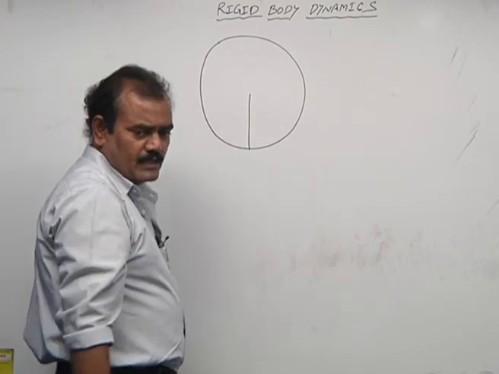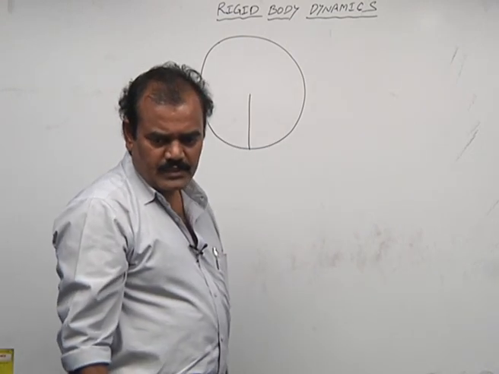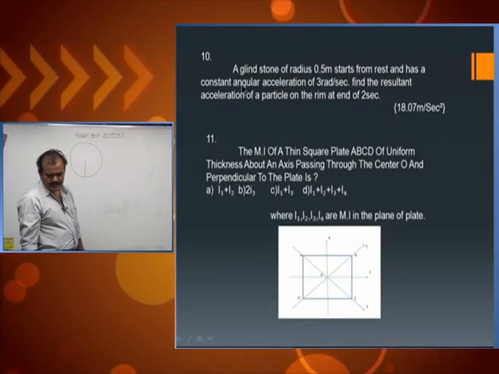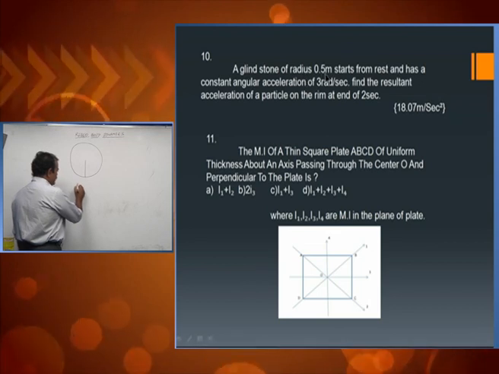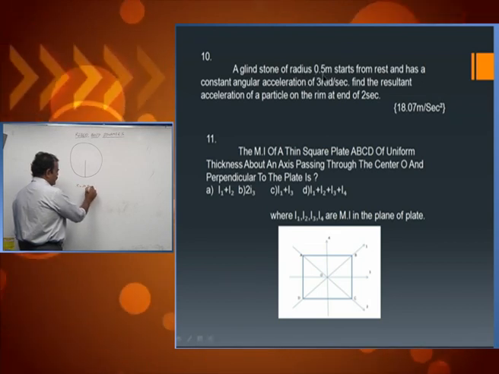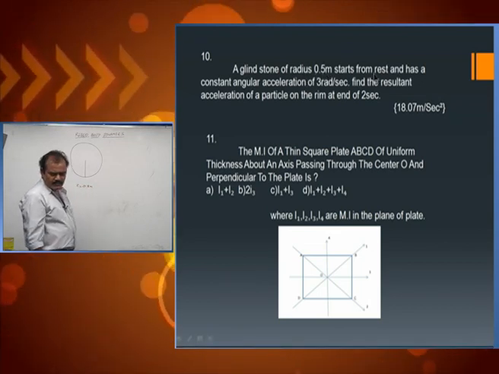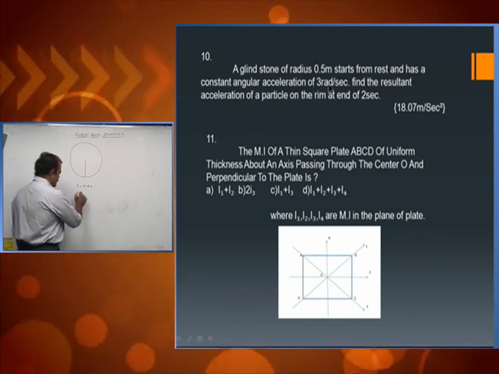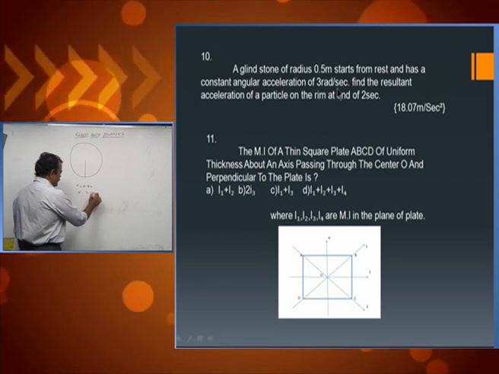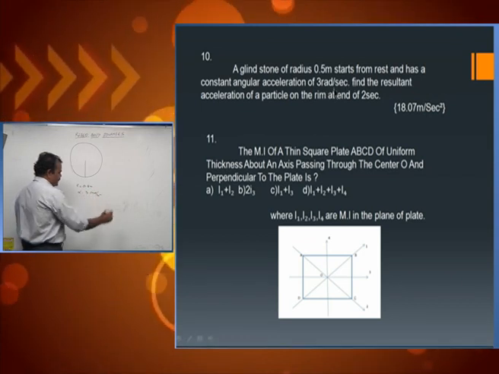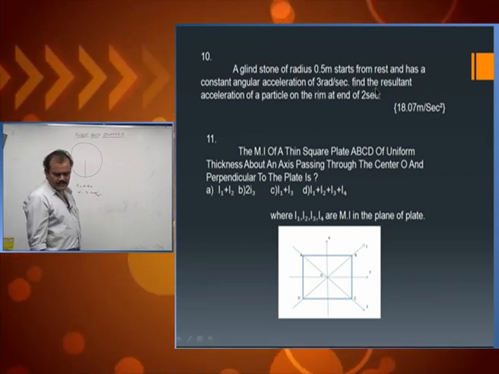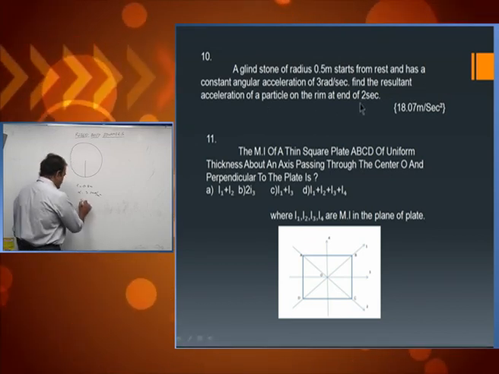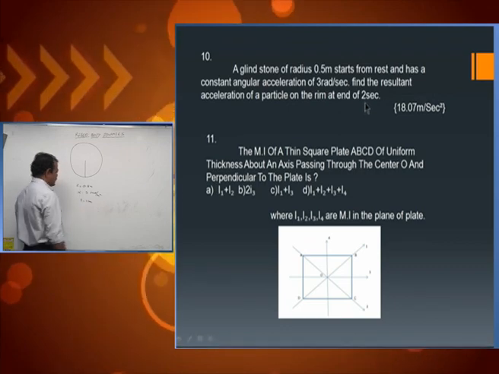For the particle which is on the rim, the grindstone has a radius of 0.5 meters, r is equal to 0.5 meters. It starts from rest and has a constant angular acceleration of 3 radians per second square, alpha is equal to 3 radians per second square. Then find the resultant acceleration of the particle on the rim at the end of the 2 seconds, t is equal to 2 seconds.